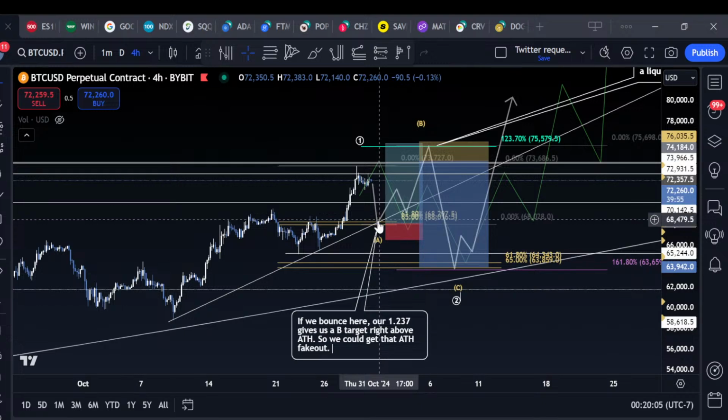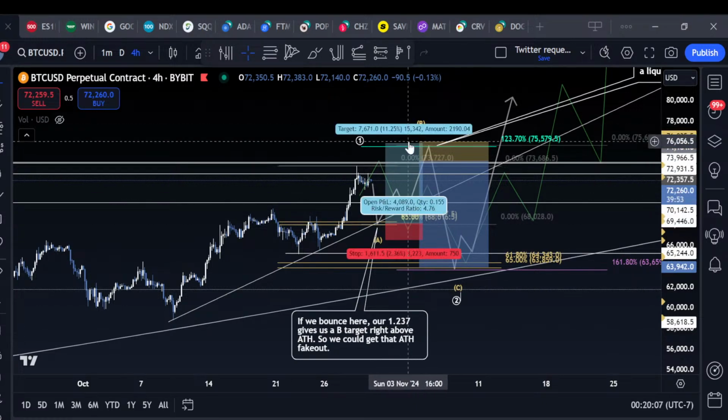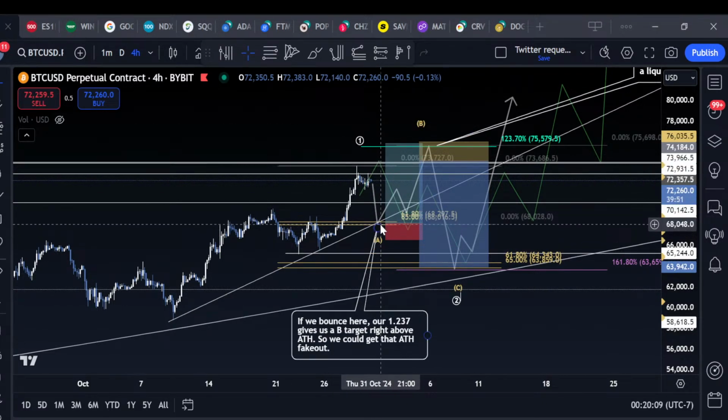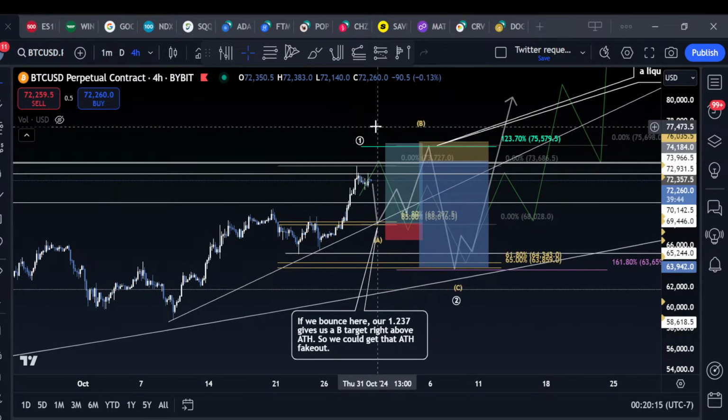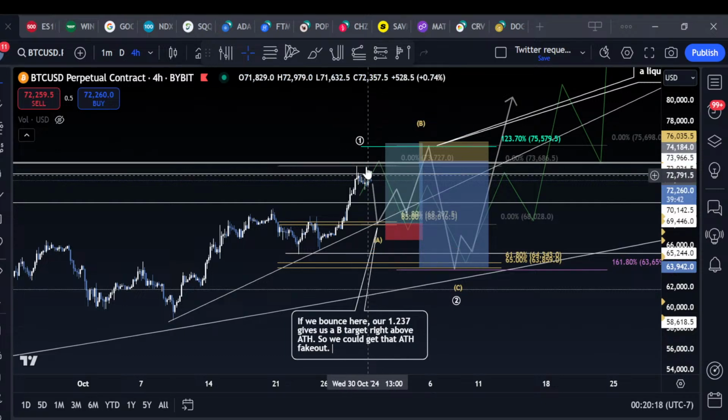I mean, we come down, we run the highs, all-time highs. We come down with a quick move to the downside, right at the New York Open, right at the 618. We put in our A, B at the 123.7. We have that one all-time high fake out. We get a nice little flush.